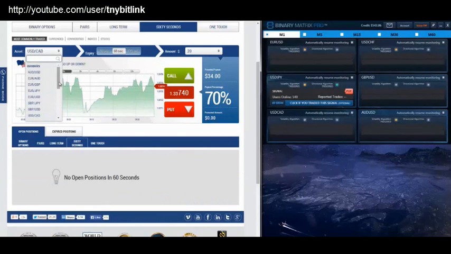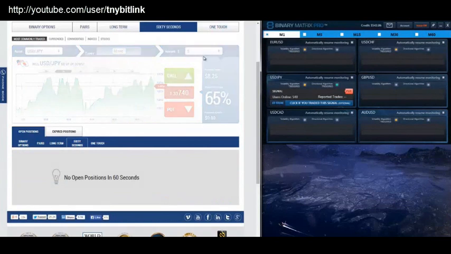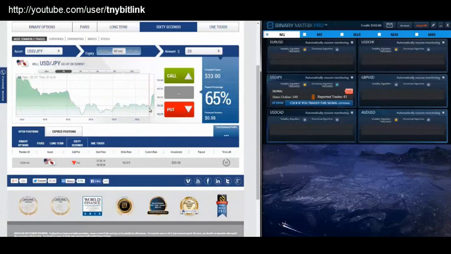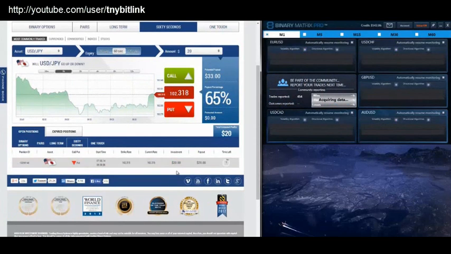All right, we've got a dollar yen. This is a put signal. We are in the trade. Let's see where it goes. All right, back to check our put signal on USD JPY. Price is going down. That's really good for us. And looks like this is going to be a pretty good solid win.